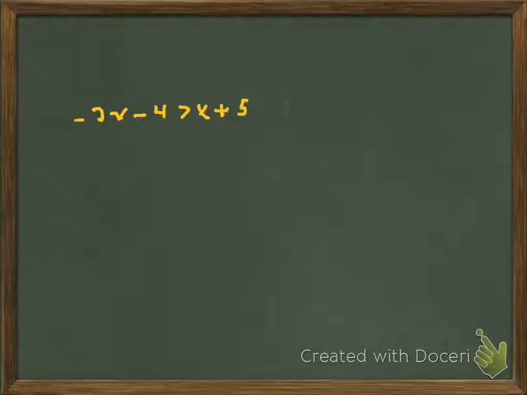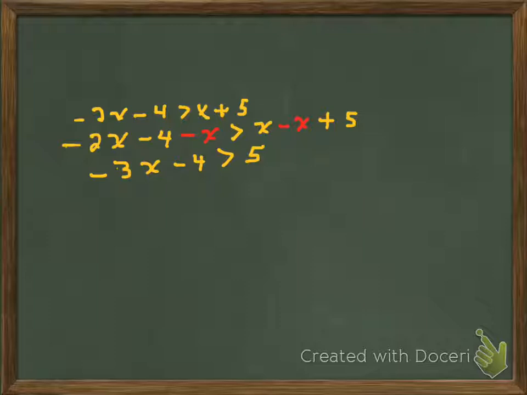Now if we take the inequality negative 2x minus 4 is greater than x plus 5, and we subtract x from both sides, the order of the inequality stays the same as long as we subtract the same thing from both sides. So this reduces to negative 3x minus 4 greater than 5.